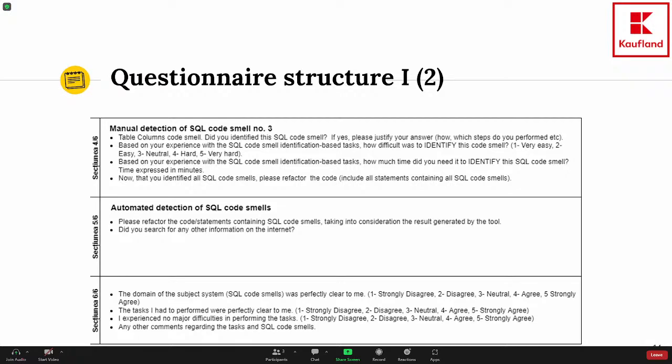The second group of students had a new question because I mentioned that they had to perform code refactoring first and then they had to detect SQL code smells without having the results. I asked them if they considered it was easier to perform SQL code smell manual detection, having first an example.